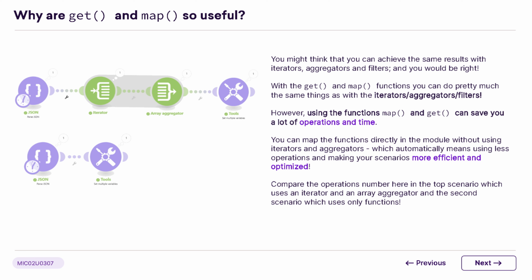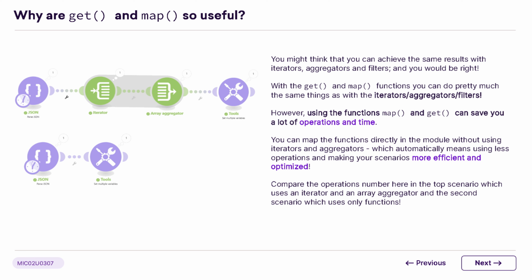When you're working with data, streamlining operations is key. Both the get and map functions offer powerful alternatives to traditional methods like iterators, aggregators, and filters. While those traditional tools are effective, they often require multiple steps to accomplish the same task that get and map can handle more directly. By using get and map, you not only perform similar tasks, but also enhance efficiency. These functions allow you to bypass some intermediary steps, reducing the number of operations your program needs to execute. This makes your scenarios more streamlined and optimized.